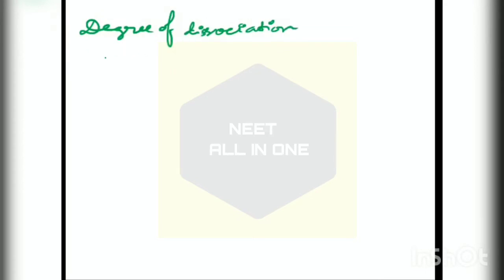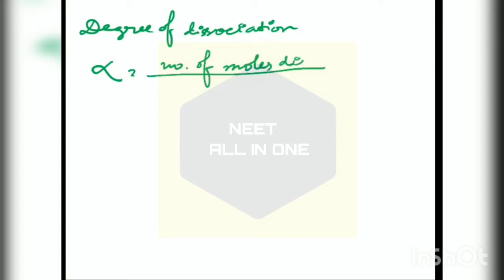Now degree of dissociation is denoted with alpha, and its formula is number of moles dissociated by initial moles taken.